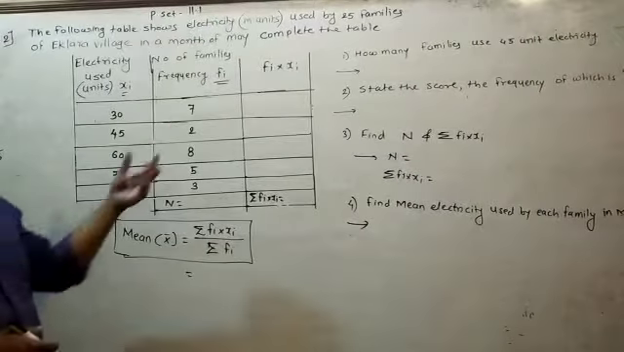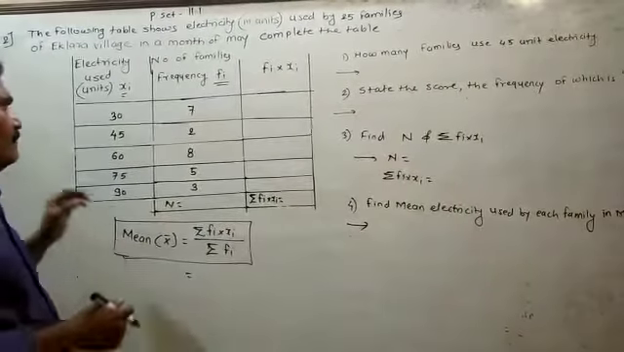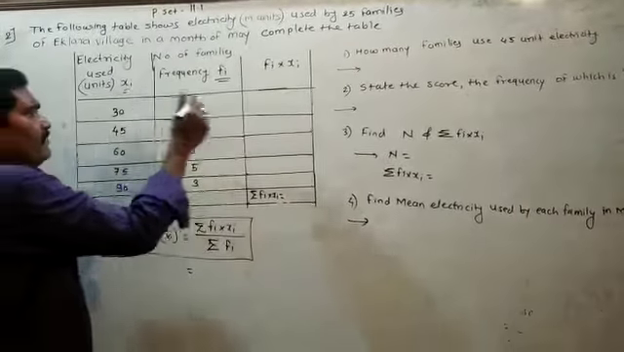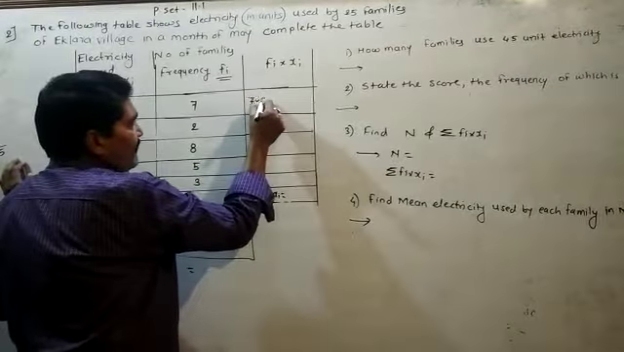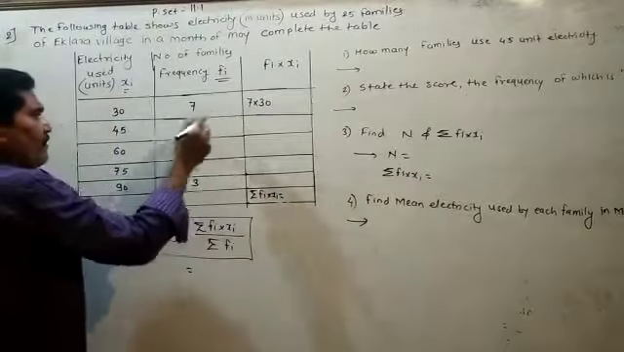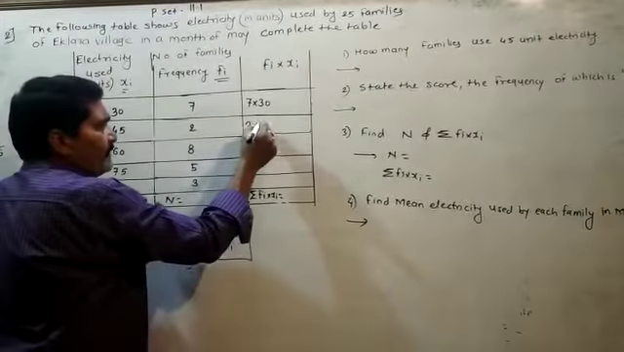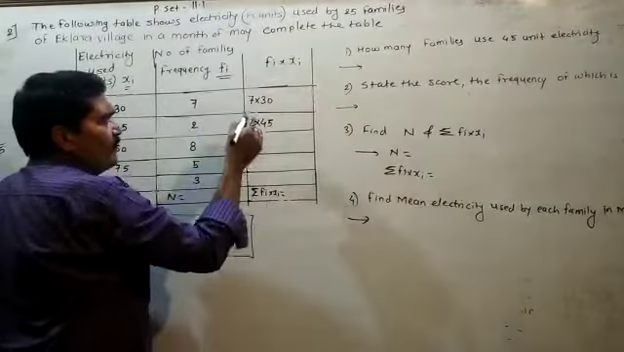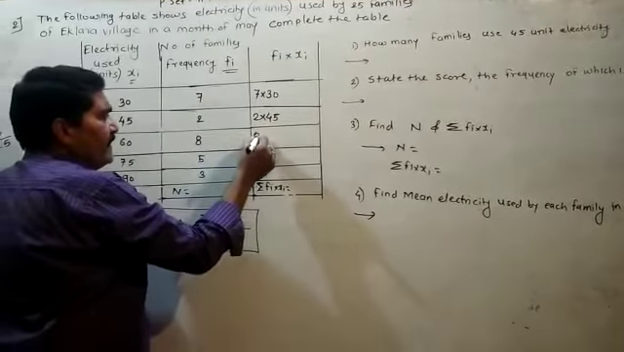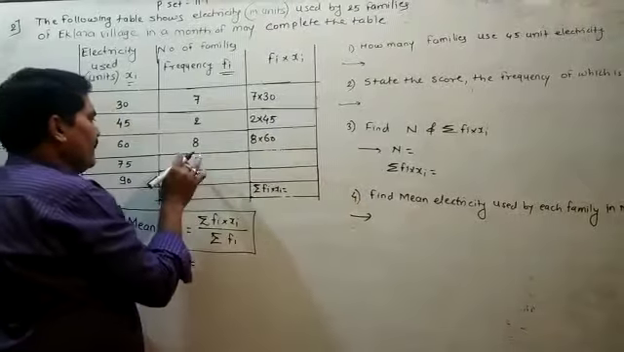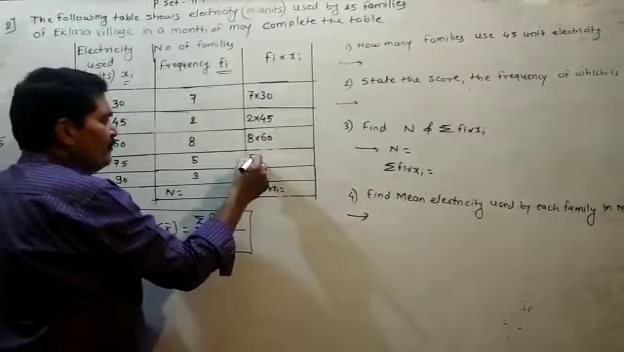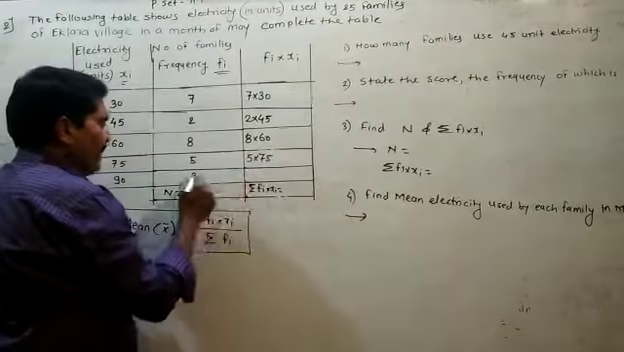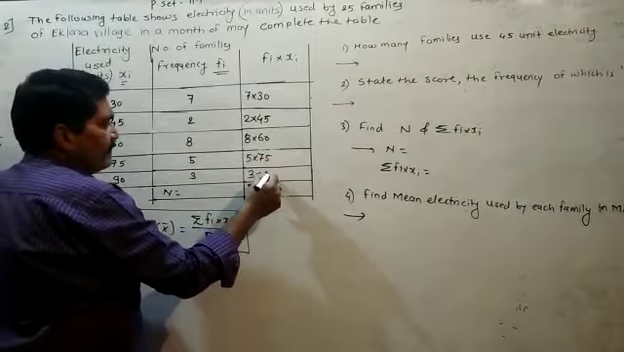So here you have to find out Fi into Xi, means you have to do the product of 7 into 30, 7 multiplied by 30. Here you have to do the product of 2 multiplied by 45. Here you have to do the product of 8 multiplied by 60, because you have to do the product of Fi into Xi, 8 into 60. After that you have to do the product of 5 into 75 and 3 into 90.